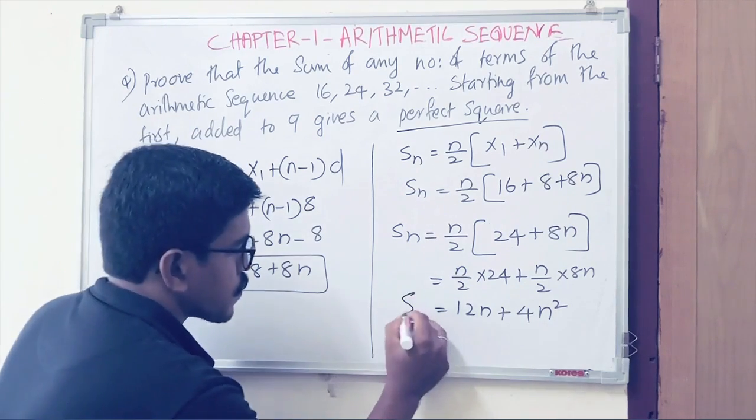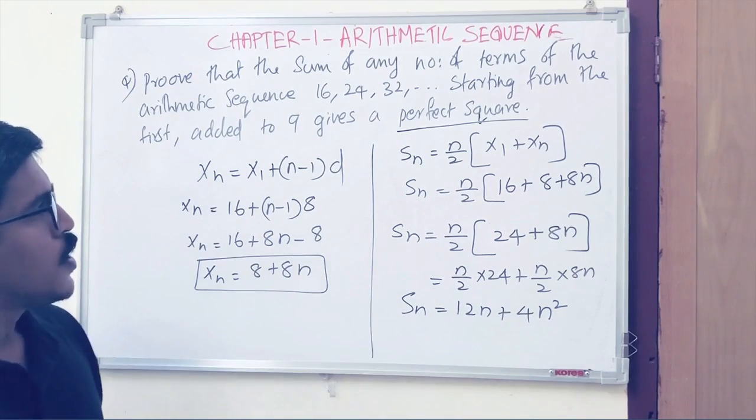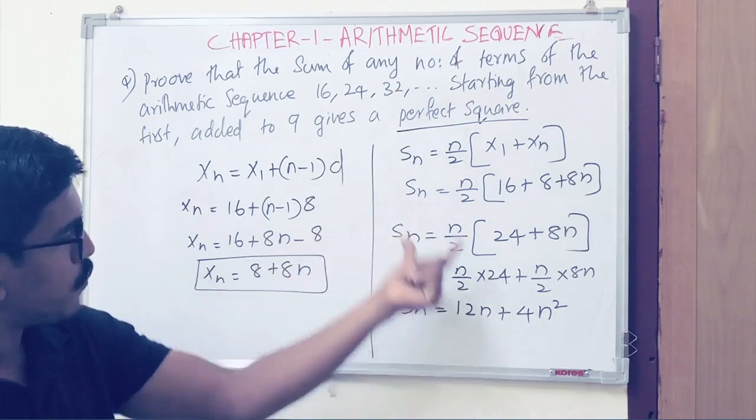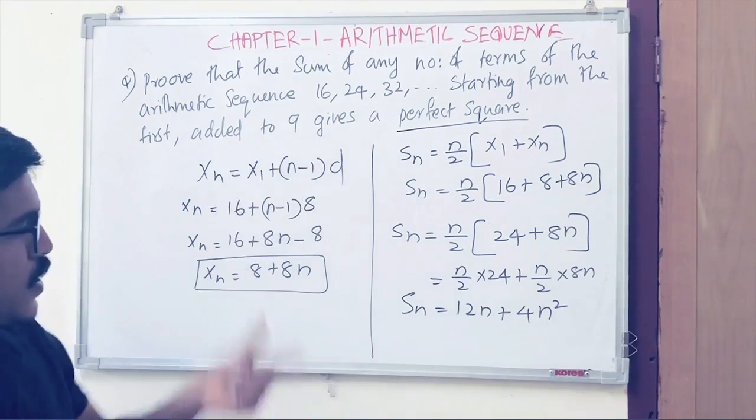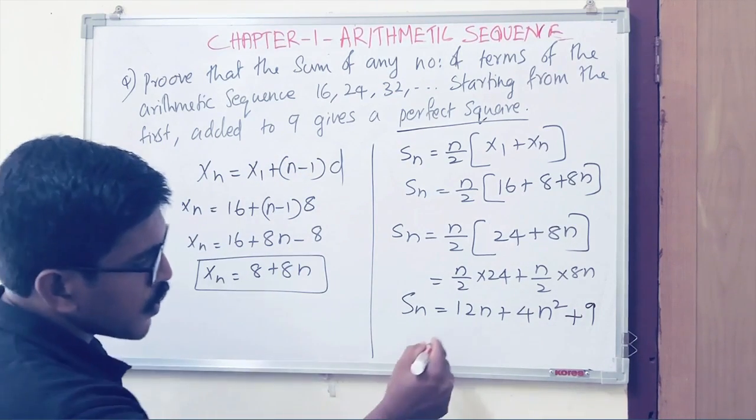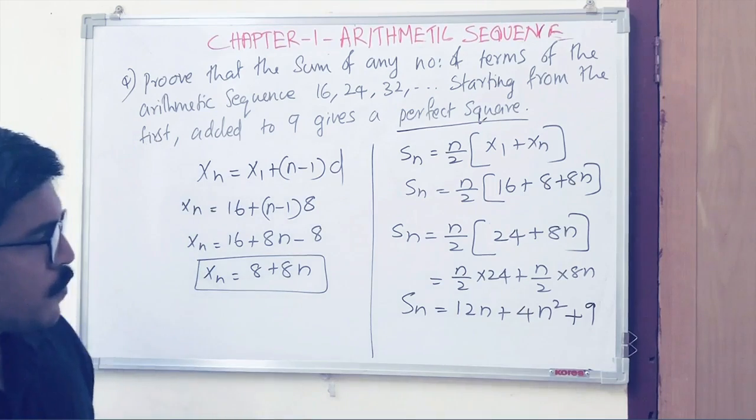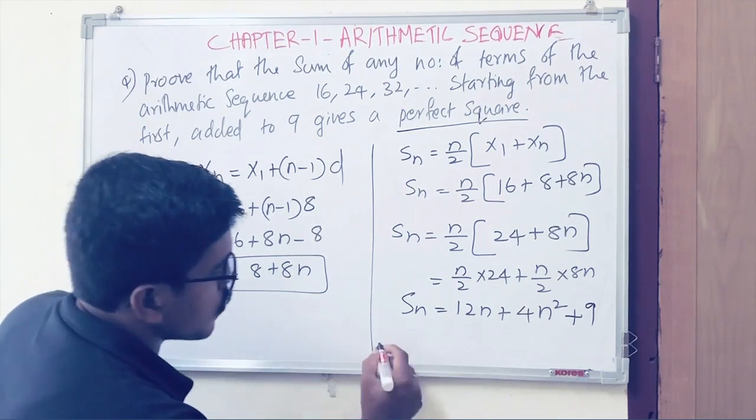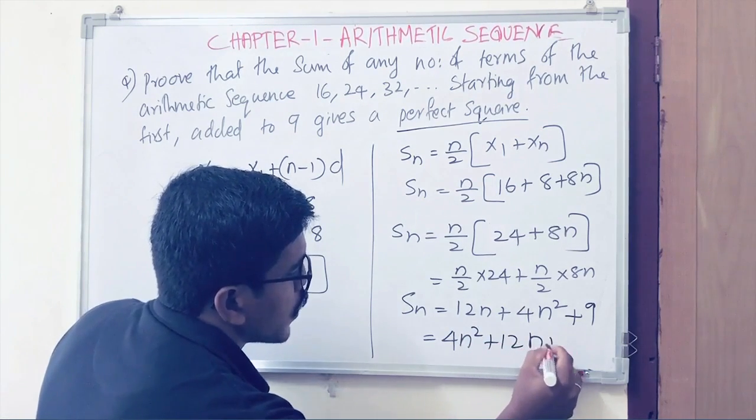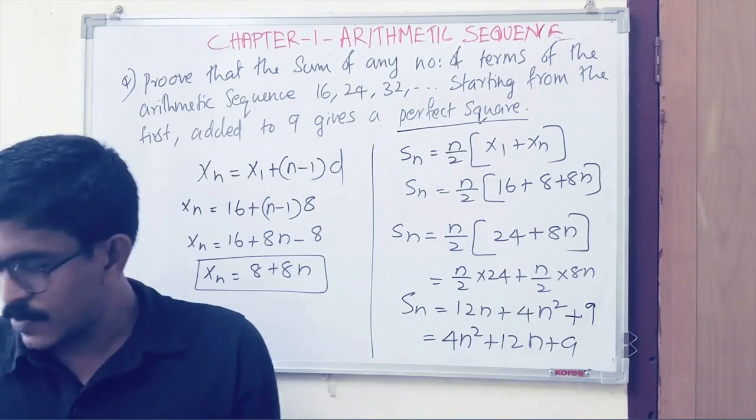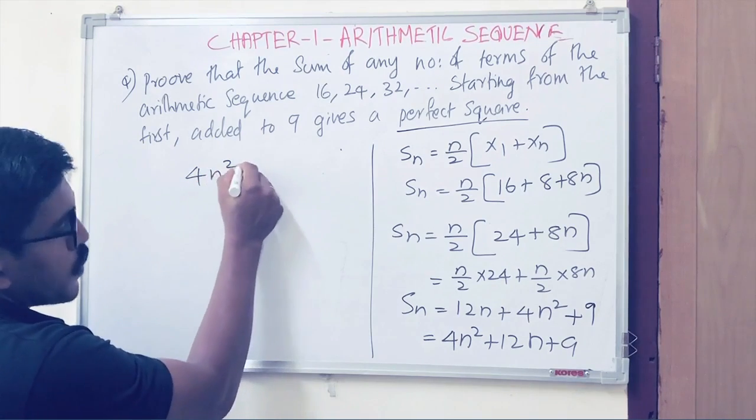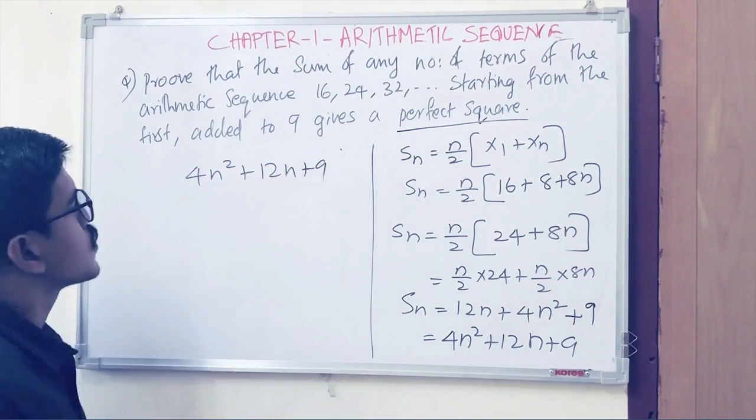This is our sum. Our question is, if you are taking any number of terms and take the sum, then adding 9, we need to add 9 here. So this is a general equation right now. We can rewrite this as 4n square plus 12n plus 9. Here you can see we got it as 4n square plus 12n plus 9.